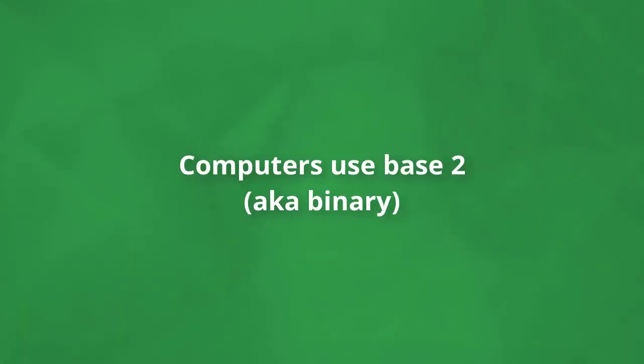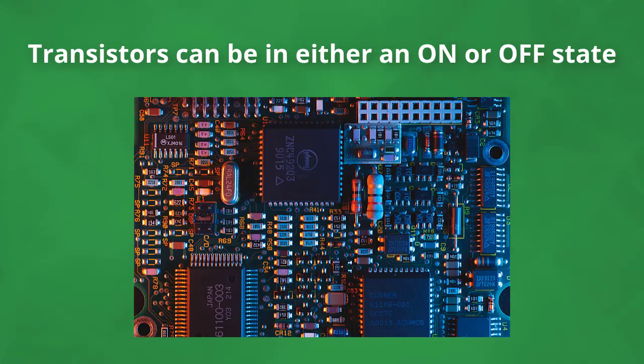Yet when it comes to computers, they use binary, which is a base 2 numbering system. Ones and zeros are all they need to construct as many numbers as they wish. This is because on the hardware level, the transistors can either be in an on or off state.